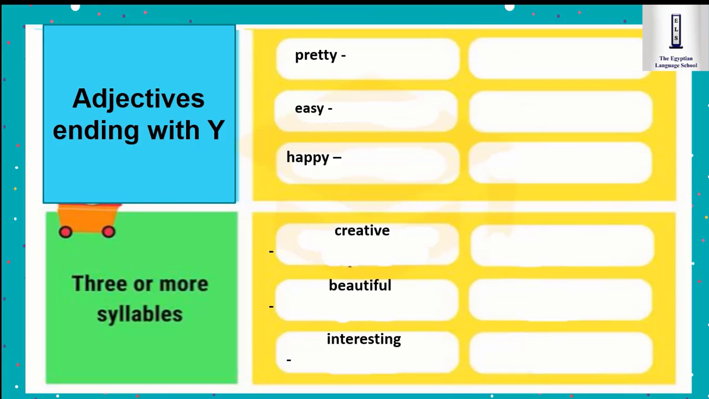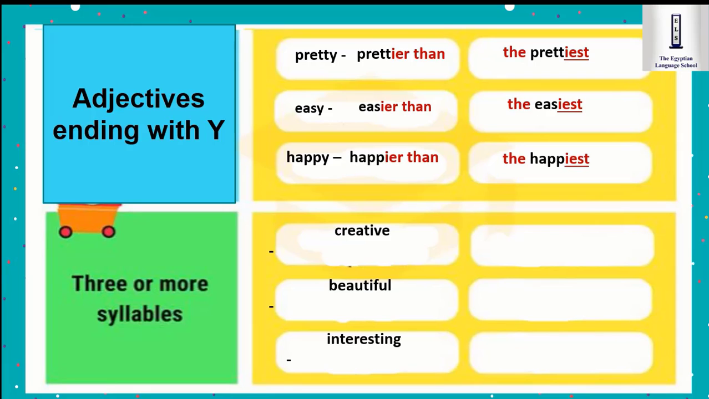Let's move to adjectives ending with y. We replace y with ier in the comparative form, as pretty will be prettier than, while in the superlative form, replace y with iest, so it will be the prettiest. Also, we can say easy, easier than, the easiest, happy, happier than, the happiest.